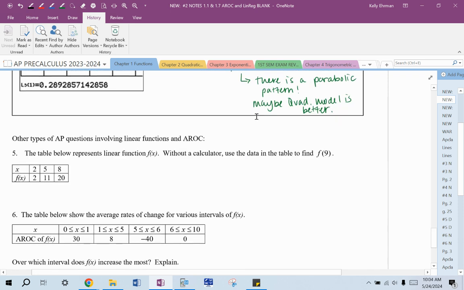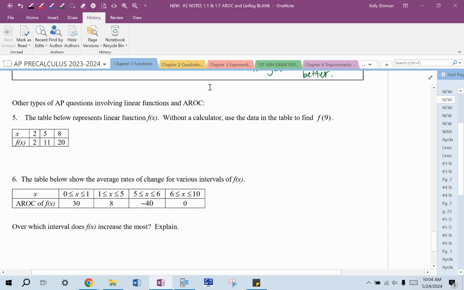All right, let's look at some other types of AP questions. I have adapted these from AP Classroom, things that I found. So the table below represents the linear function f of x. We're going to see something like this in our first AP Classroom assignment. Without a calculator, use the data in the table to find f of 9. If I had a calculator, I could just run linear regression, do my y1 of 9 thing, and call it a day. I don't have a calculator with this.